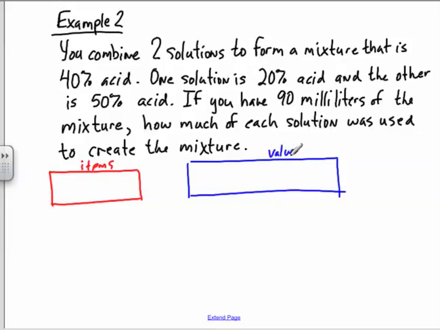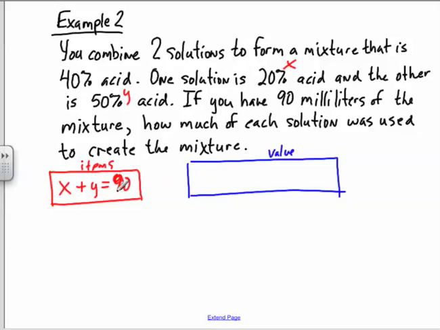All right, so I'm going to let this be the X solution and this one be the Y solution. I could flip it around, it doesn't matter, but that's the way it came. And I just know that the amount of X plus the amount of Y has to equal 90 milliliters, right? Because the mixture has 90 milliliters. I can't have more or less than the sum of those two.